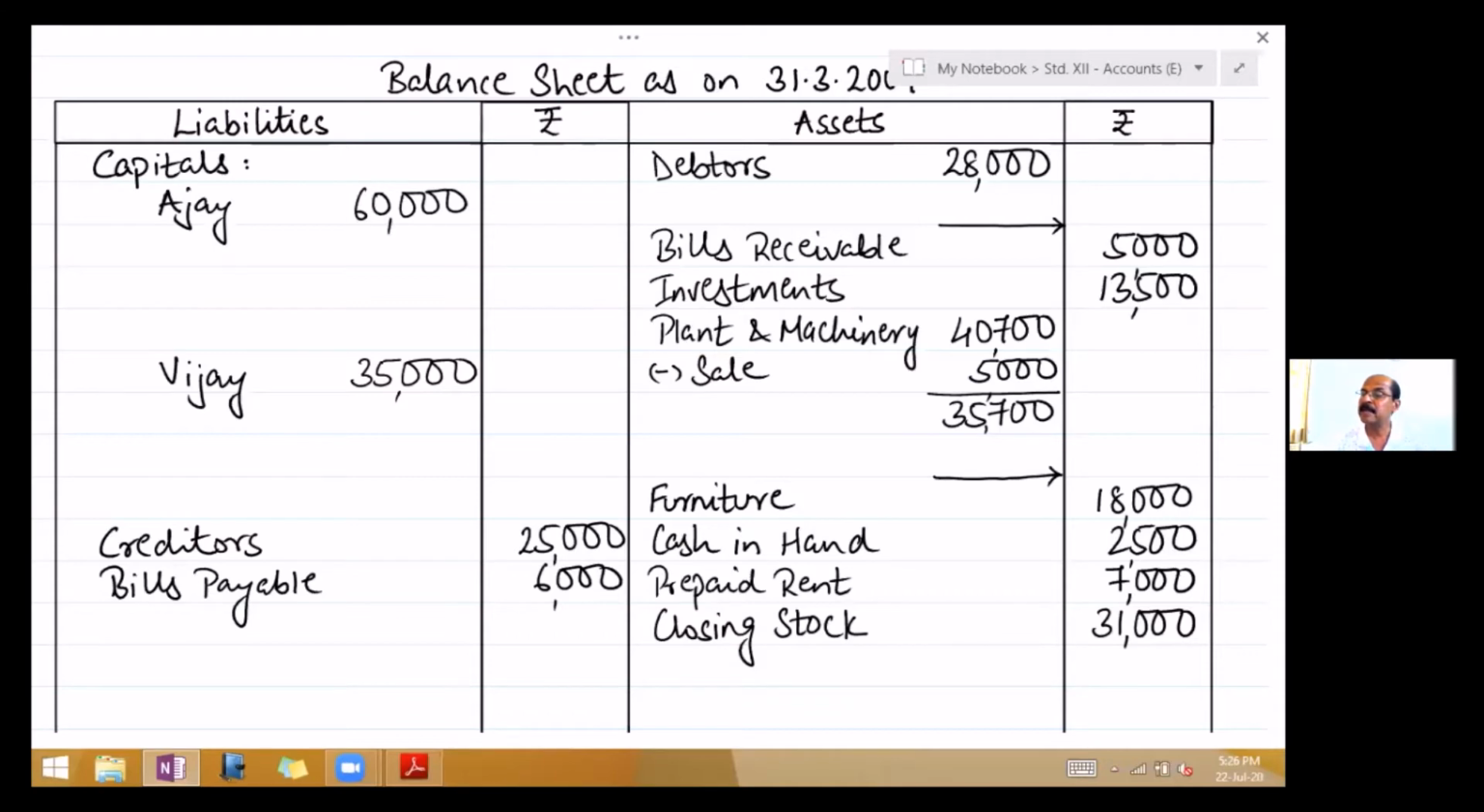Depreciate plant and machinery by 10%. Now deduct plant and machinery straight away by 10%. They didn't say per annum or anything. So when they don't say per annum, just see the amount, 35,700. Calculate 10% of it, which is 3,570.